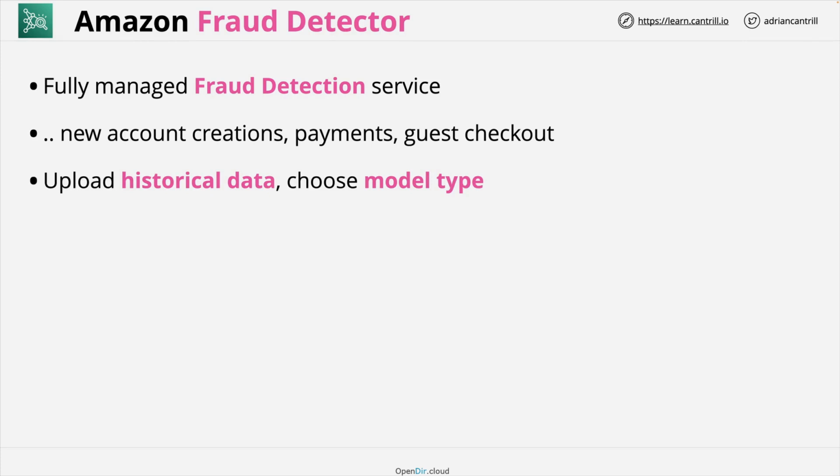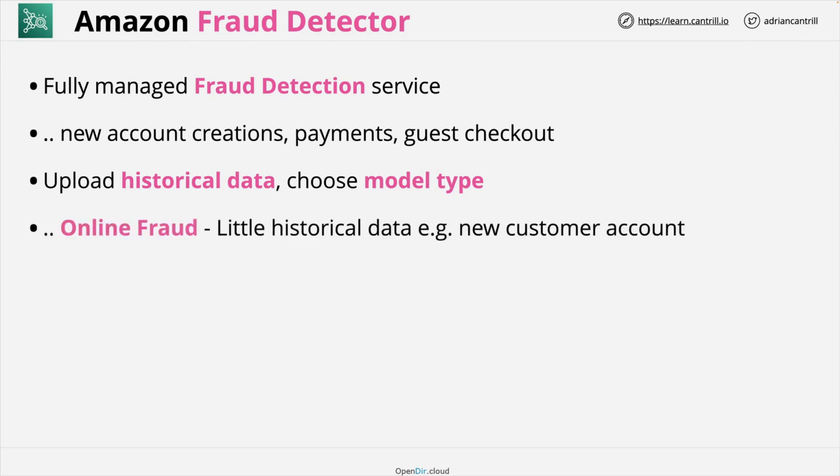Now for this particular service we have a few different model types. First we have online fraud, and this is designed for when you have little historical data and you're looking to identify any problematic events such as new customer accounts. You might not have any data for a particular customer. Logically enough, they're just signing up for an account. So this looks at general trends such as if there are any surrounding elements of concern around this particular sign up for this particular user.